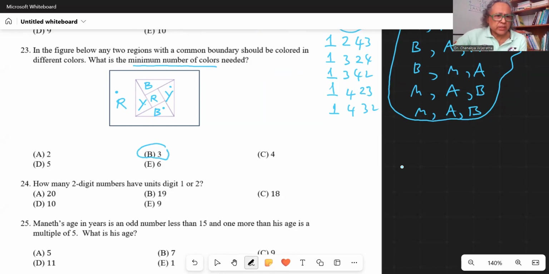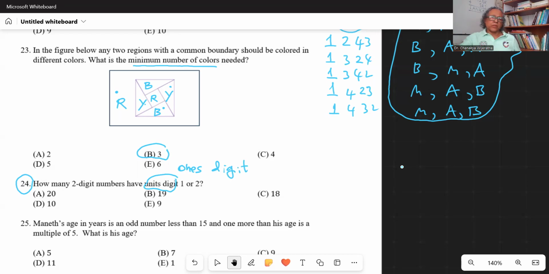Okay. So let's look at the next question, number 24. As I always say, you have to do the problem before I discuss it. So pause the video and work it out, and then check what I do. Okay. So how many two-digit numbers have units digit 1 or 2? So units digit is another name for the ones digit.